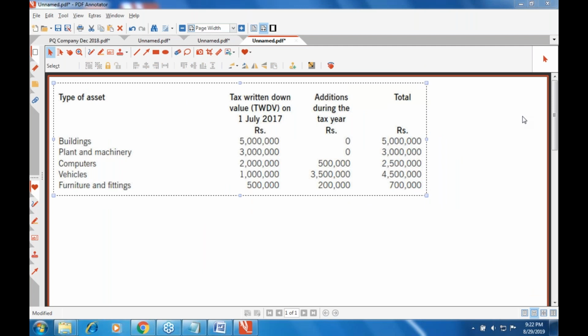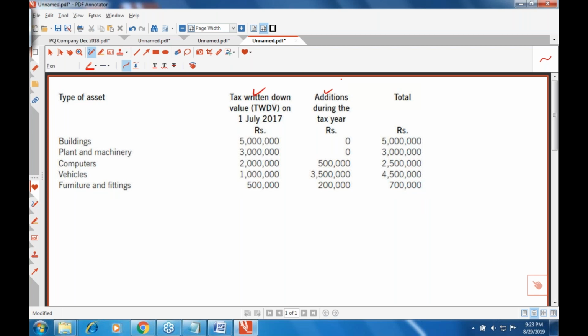Okay, what I'm actually going to do is perform some calculations here. We have the tax WDV, we have the additions. So the total is there. First of all, I'm going to deduct the initial allowance. And after deducting the initial allowance, the remaining item, the remaining WDV, is going to be there. And then you will have the tax depreciation calculated again.